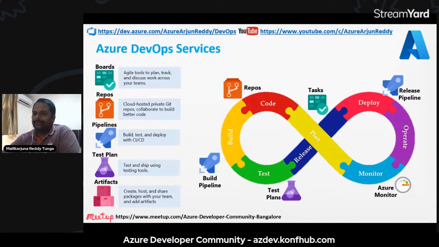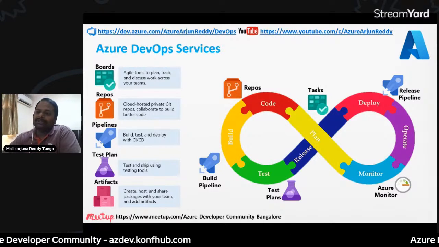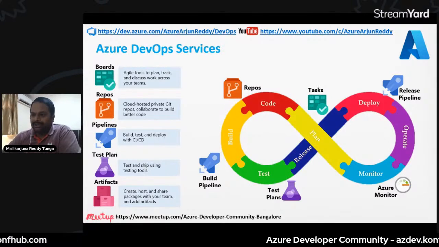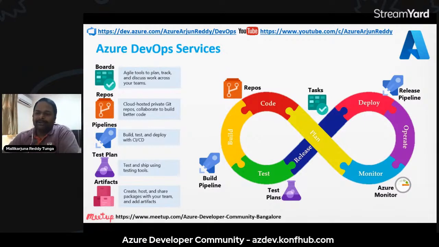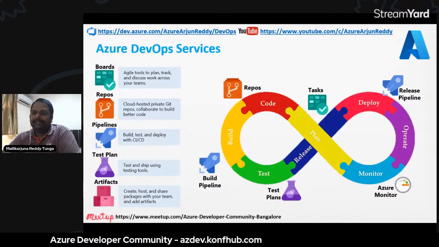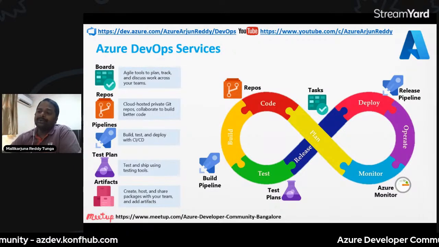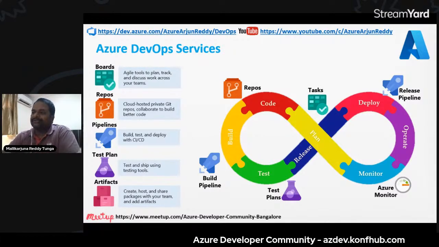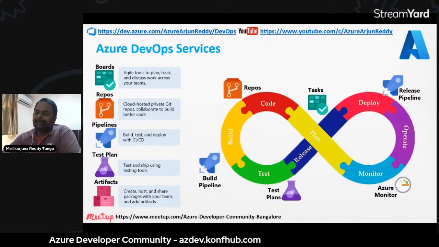You can plan your tasks, you can have your code here, and then you can build your build pipelines and release pipelines. You have your build and take it to the next release pipeline. Once you build, you can keep the build artifacts in Azure DevOps artifacts itself. If you have any test plans to incorporate before the build goes to release, to production, you can incorporate them. So this is all about the Azure DevOps Services offering.